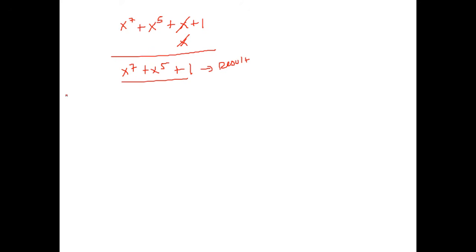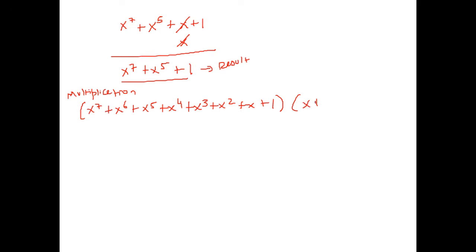Now let us go and try multiplication. How will we perform multiplication of two polynomials in GF2 power 8? It's very similar to what we have done in GF2 power 3. So let's take these two polynomials and multiply. We'll take x power 7 plus x power 6 plus x power 5 plus x power 4 plus x power 3 plus x square plus x plus 1. We'll multiply this polynomial with this polynomial x plus 1. So we'll take x and multiply it here. What are we going to get?